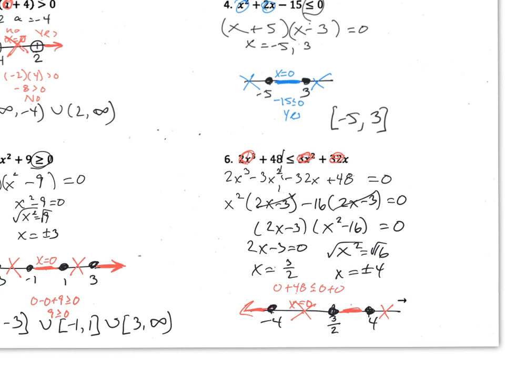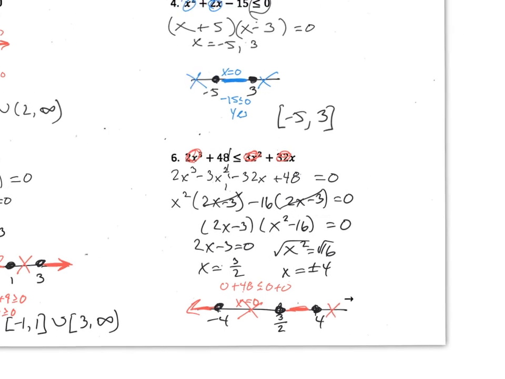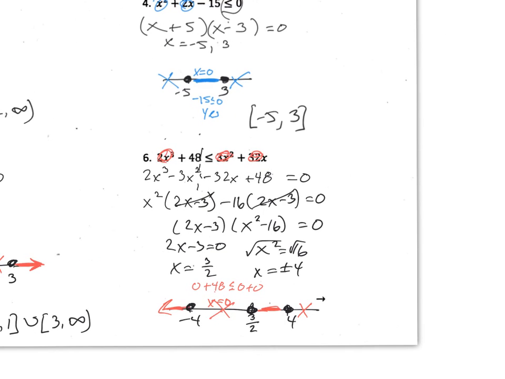And we just need to write the answer in interval form. Just need some more space here. So we're going to have negative infinity to negative 4. We're going to join that with 3 over 2 to positive 4.